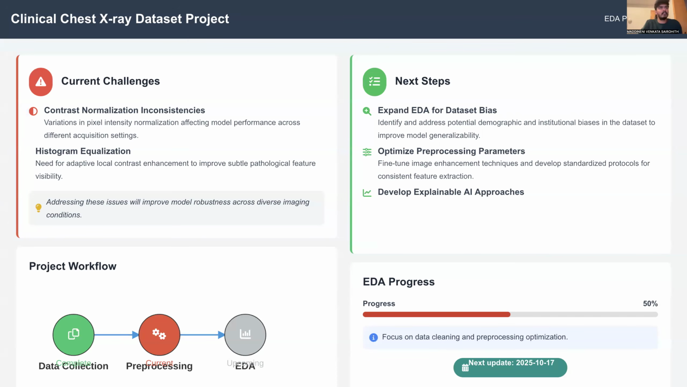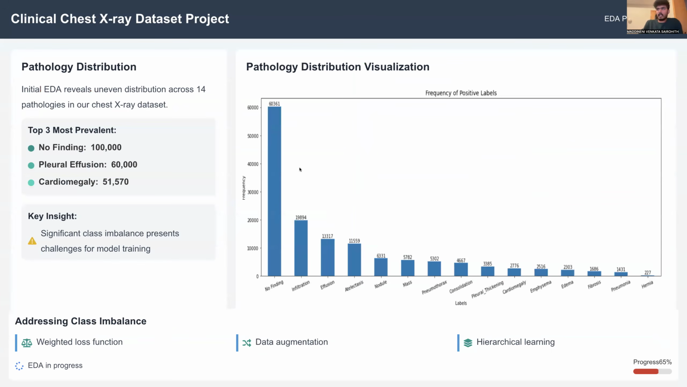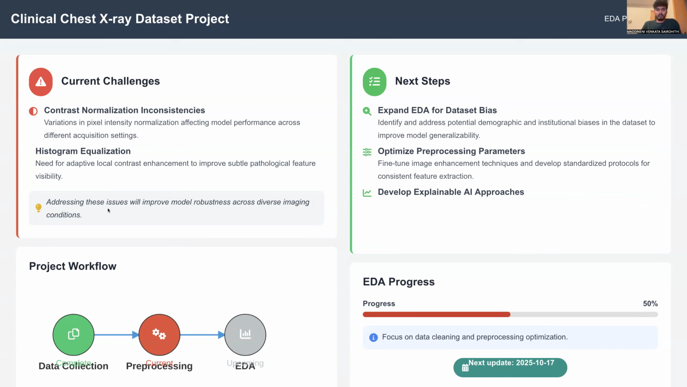Like we can see in the visualization, there is a high class difference. For hernia, we just have 227 examples. For effusion, we have over 13,000 examples. This can severely cause class imbalance during classification by our model. And radiomic features, which are the main topic of our project, are also sensitive to image quality. So I'm working on making my preprocessing steps more reliable for my model building.